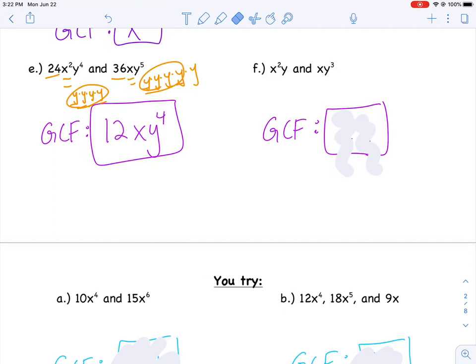All right, look at F. I have an x squared and an x. It looks like the greatest common factor, the biggest amount of x's I can take out of both, would be 1. I have a y and a y cubed, so it looks like the biggest amount of y's I can take out of both evenly would be just a y. So my greatest common factor between these two polynomials would be xy. All right, hopefully that makes sense.